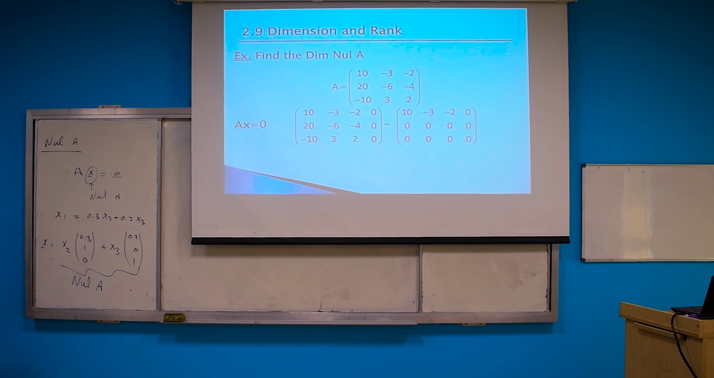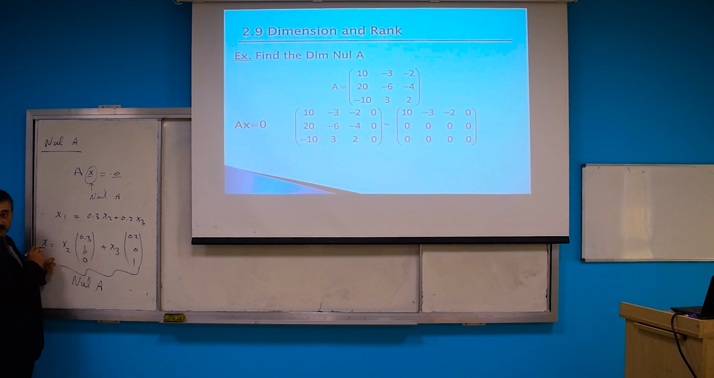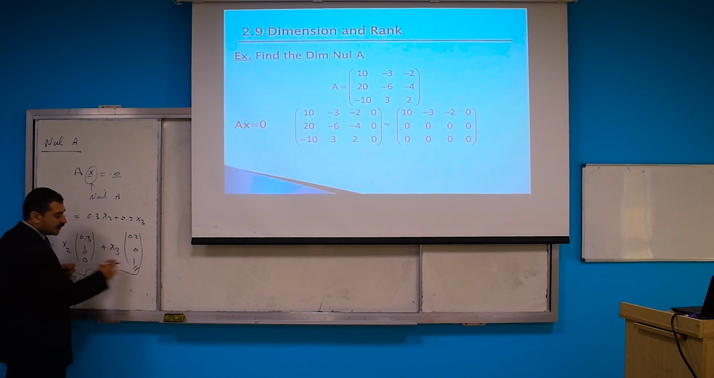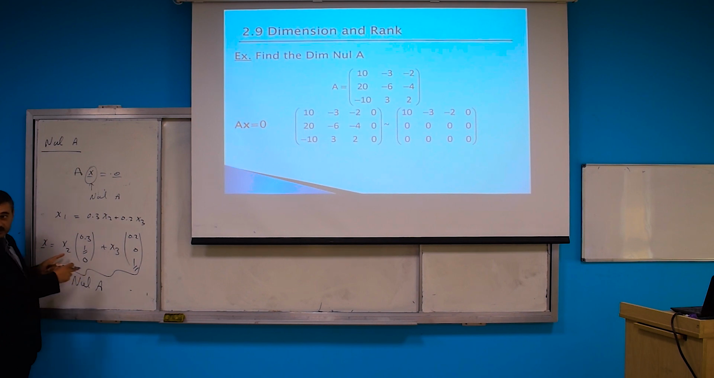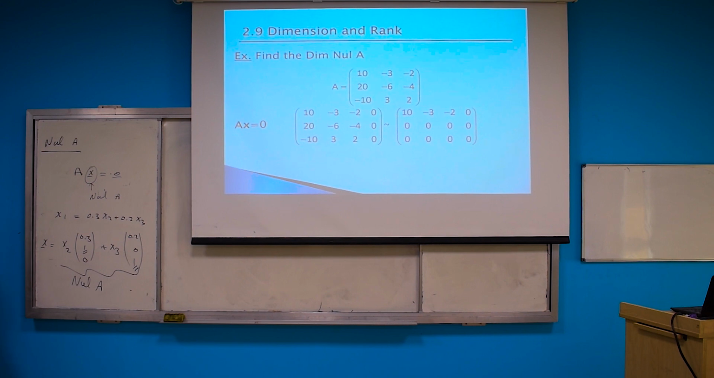What is the basis for this null space? These vectors. Because these vectors are automatically linearly independent, because this guy has a free variable in the second component, and this guy has a free variable in the third component. So they are automatically linearly independent, and they span your null space. And this is the definition of a basis: they span your space, plus they are linearly independent. So these are the basis for your null space.